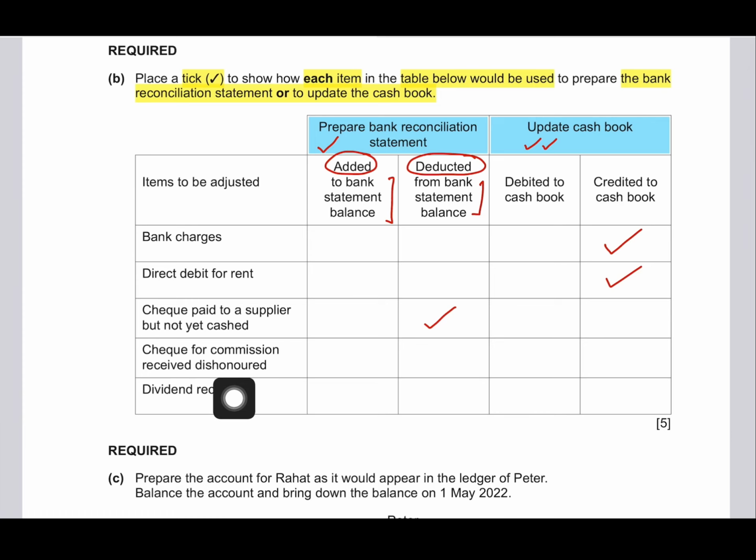Then check for commission received dishonored. A dishonored check is already recorded in the bank statement, but we get to know about it when we receive the bank statement, so it will be recorded on the credit side. Then last, dividend received. What is this? Credit transfers. Dividend received, of course it will be present in the bank statement but not in the cash book, so therefore it will be recorded on the debit side of my updated cash book.